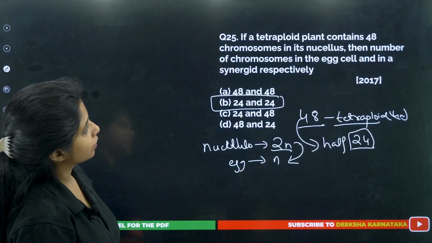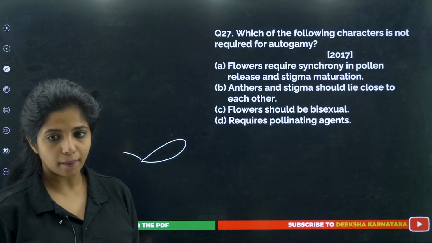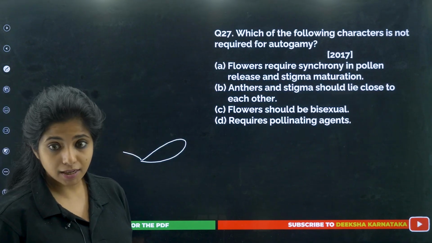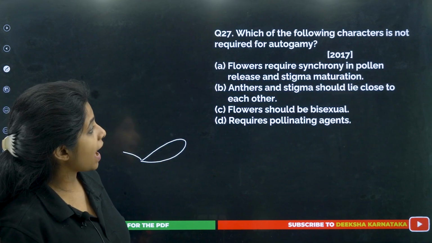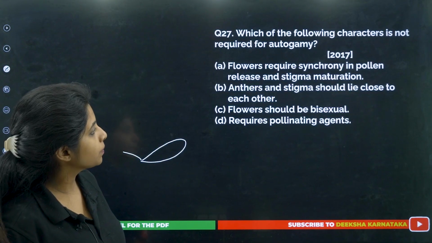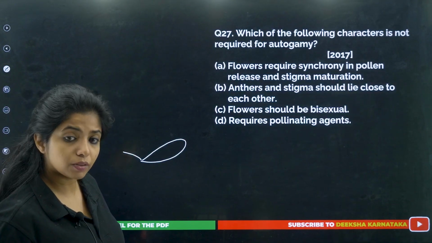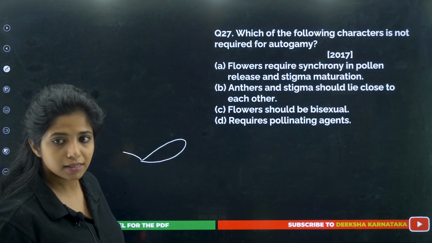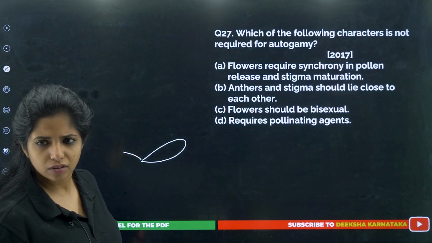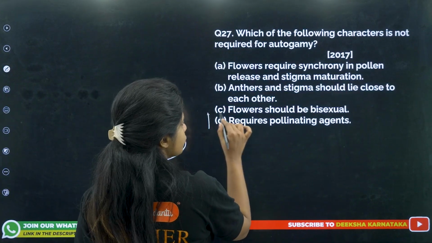So the question is, which of the following characters is not required for autogamy? Flowers require synchrony in pollen release and stigma maturation. Yes, only then this can happen. Anthers and stigma should lie close to each other. Yes, if they are very far, they won't come together. Flowers should be bisexual, as in there should be both sexes in the flower. Requires pollinating agents? No, children. It does not require pollinating agents. It is not necessary, because they are very close. So this is the option that becomes out.